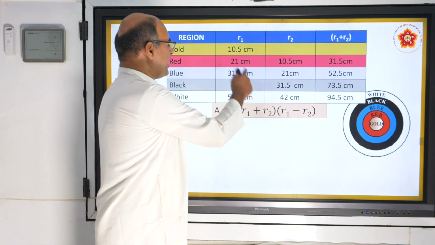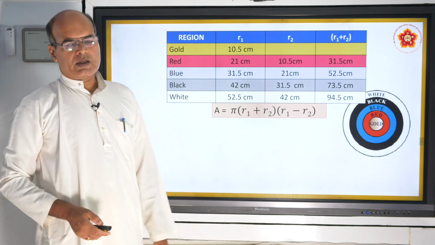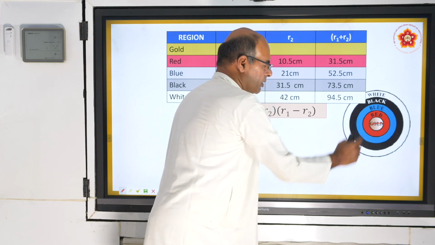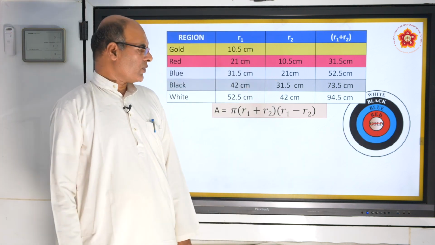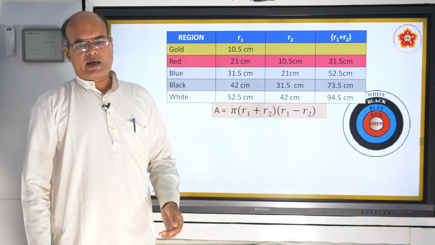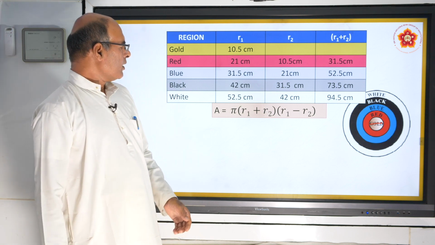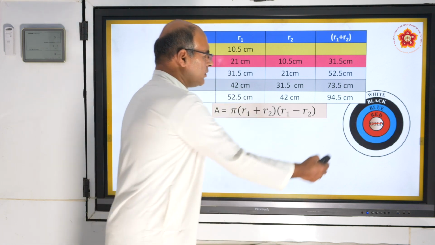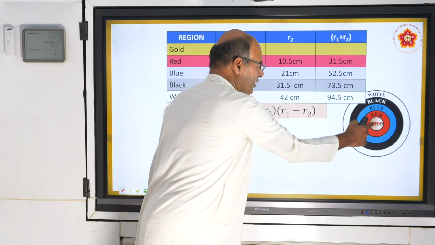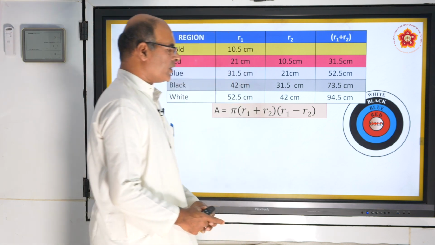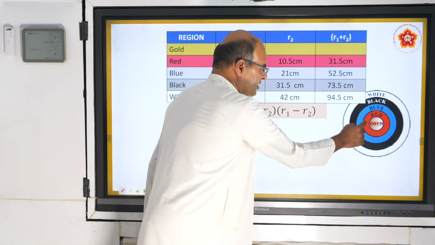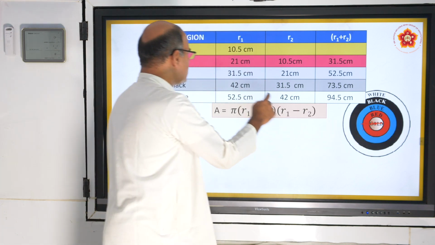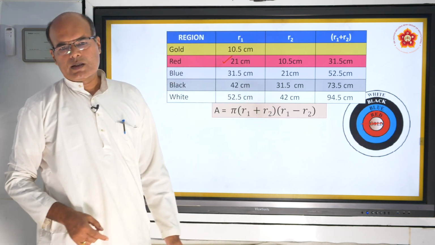For the gold region, the radius is 10.5 centimeter. In the question it is given as the diameter, 21 centimeter. Diameter of the gold region is 21 centimeter, therefore its radius is 10.5 centimeter. Then for the second circle, the red region, R1, the radius of the outer circle: 10.5 centimeter is the radius of the gold circle, and this width is again 10.5 centimeter.